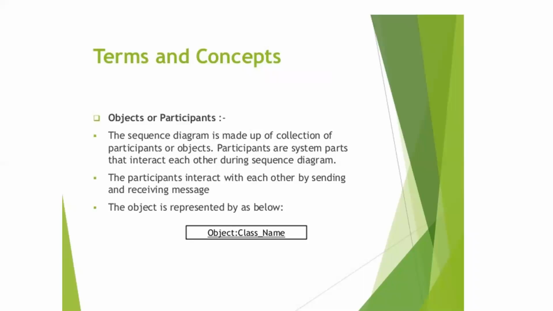Components of a sequence diagram are objects or participants. An object is shown in a rectangle, and with a colon you mention the object name or the class name. From the class diagram, we have already got the object diagram for any system. Those object diagrams can become objects of the sequence diagram. This collection of objects then passes messages between them. The participants interact with each other by sending and receiving messages.